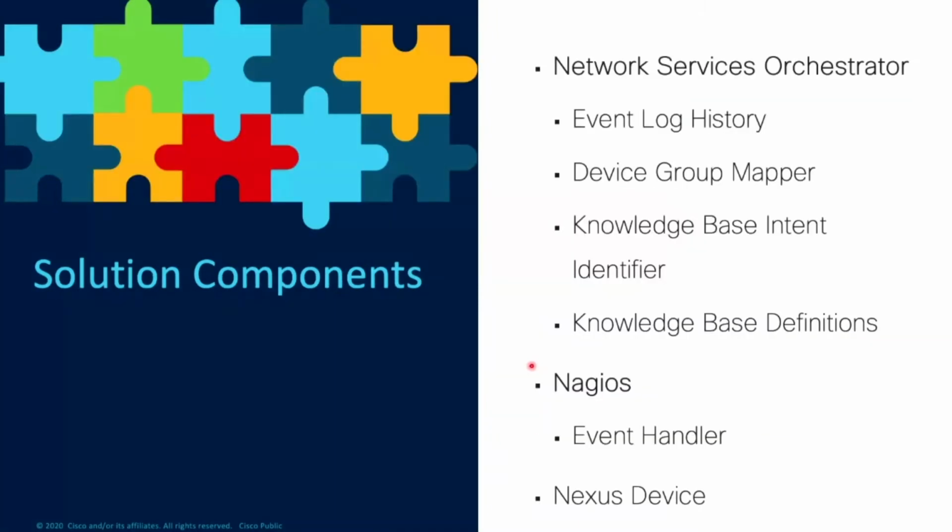These are the solution components that make up the auto heal. There are two important components. The first one is the Network Services Orchestrator, which is used for orchestrating the network devices, managing them and making sure all the configurations are intact. The second one is NAGIOS, which is used for monitoring the environment. It monitors the network devices as well as the other infra components, and then it triggers alerts or notifications to the Network Services Orchestrator, which in turn can take care of pushing the solutions.